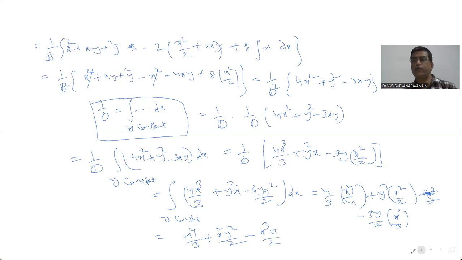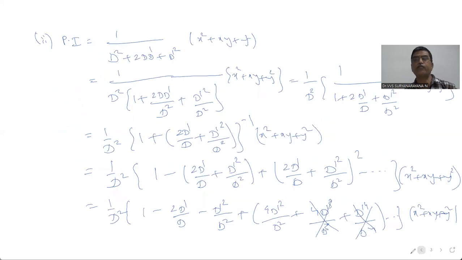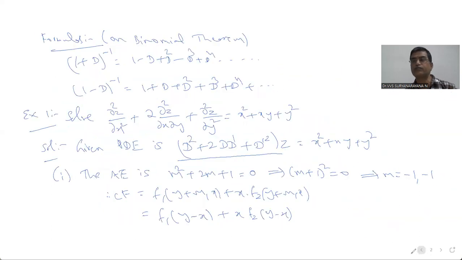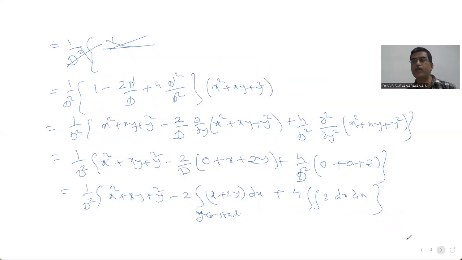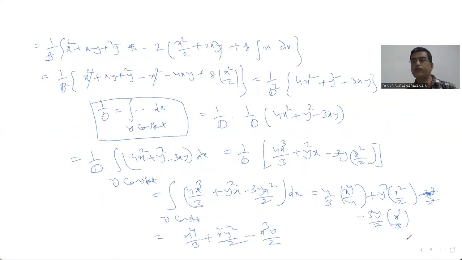So in step 1, we have calculated the complementary function, f1 of y minus x plus x into f2 of y minus x, and in step 2, we have calculated the particular integral. So by combining these two, we can declare the general solution. That is step number 3.